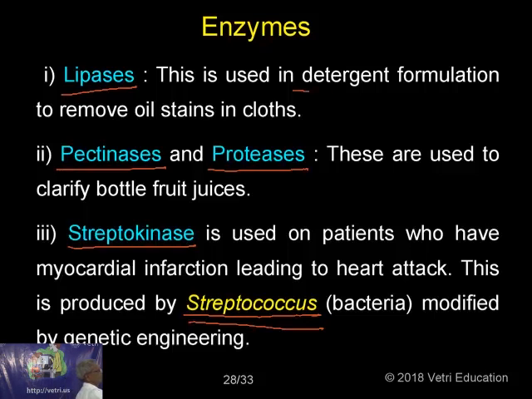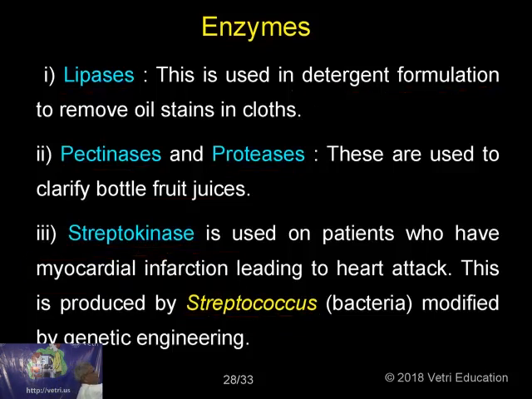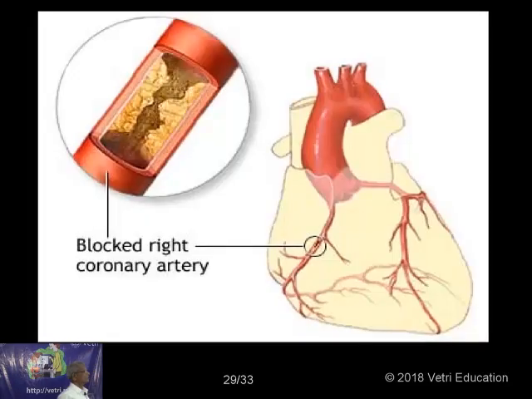Lipases help in detergent formulations. Pectinases are used to clarify bottled fruit juices. And streptokinase is used in myocardial infarction. So these are once again the advantages of microbes producing enzymes. See how it acts when there is a block in the arteries, like a blocked right coronary artery. When there is a block in the artery, plaques are formed.